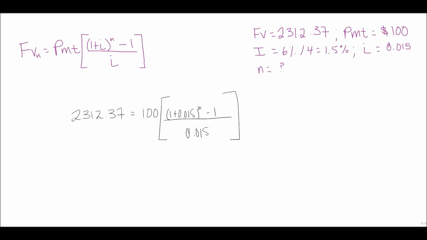Now that I've got my formula filled out, you'll see that the future value is equal to the payment times 1 plus the interest rate, still raised to our power of n, which we're solving for, minus 1, divided by our interest rate. So from here, we're going to just follow through and isolate for n like normal.